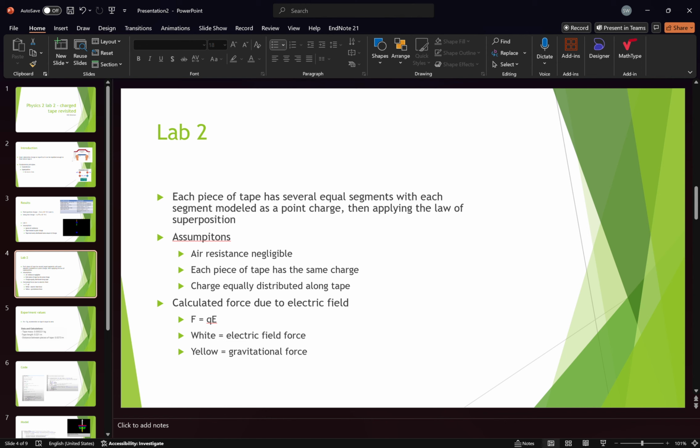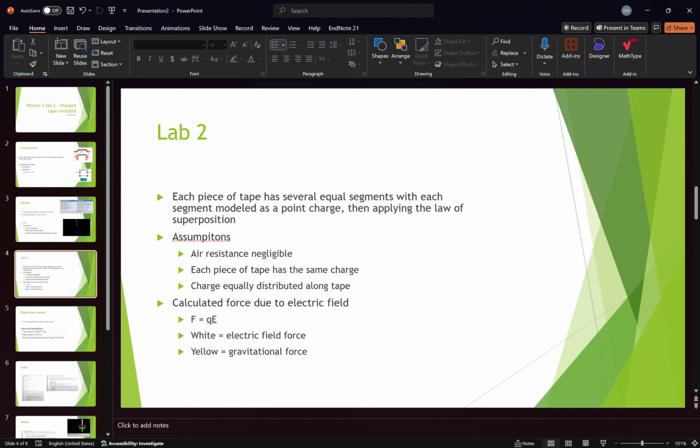For the assumptions, air resistance would be negligible, just like in lab 1. Each piece of tape has the same charge, and there's an equally distributed charge along the tape. The force calculated due to the electric field would be force is equal to the charge times the electric field. In the model, which you will see below, the white stands for the electric field force, and the yellow is the gravitational force.